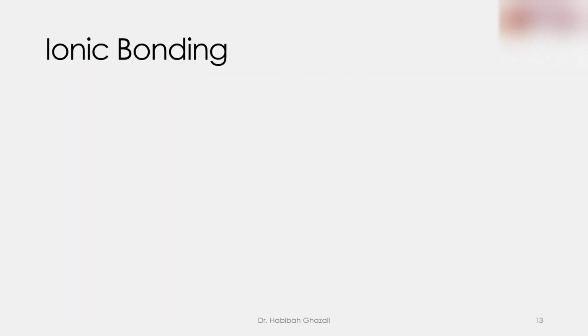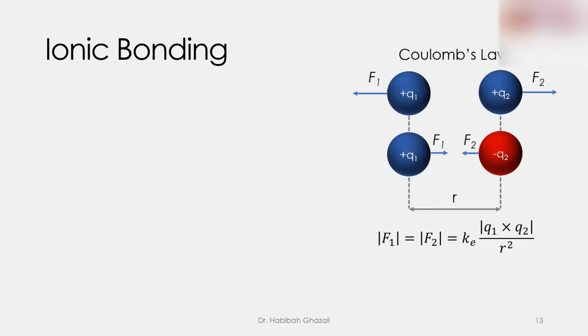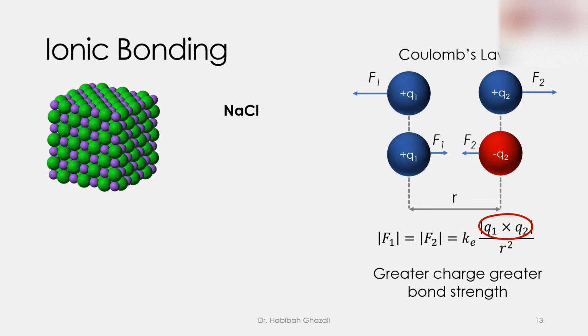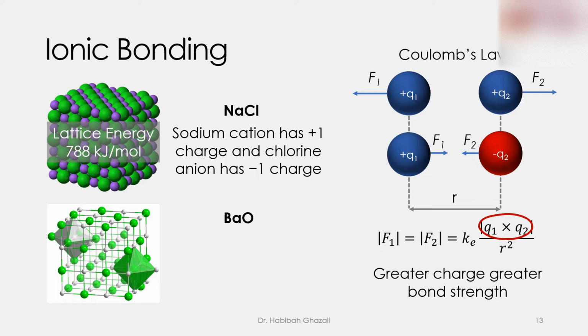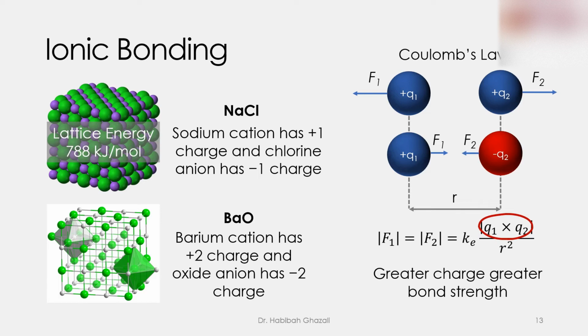But what are the other things that can affect the stability of this ionic solid? If we look at Coulomb's law again, we can see that the other thing that can affect it is the charge. So if we compare sodium chloride versus barium oxide, the barium oxide is going to have totally different charges, as you can see here, and there's a greater difference between those lattice energies. In other words, as we increase the charges, we increase the ionic bond between the two.